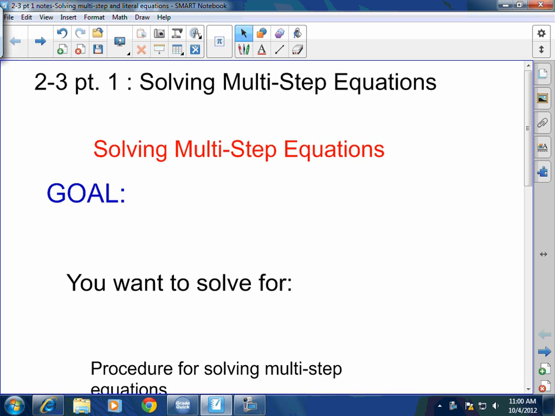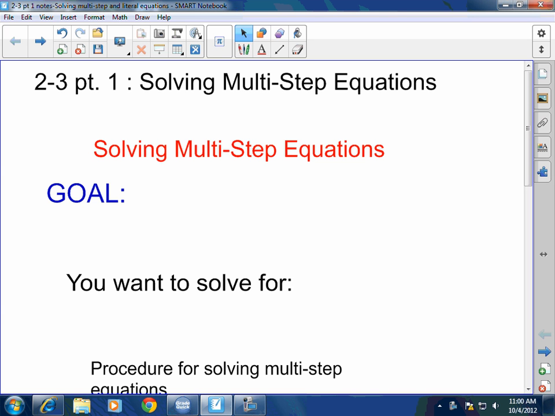Today we're going to continue with equations, but we're going to start what's called multi-step equations. There's two parts to this, but I'm going to teach the whole entire lesson in one lesson. And then today and tomorrow we'll just practice all the different types that you can have. For solving multi-step equations, we have a goal, and the goal is the same as every equation.